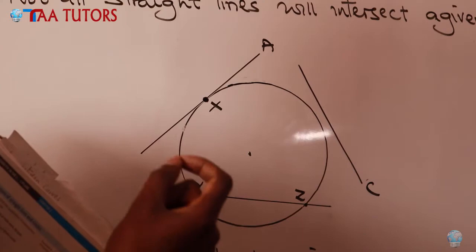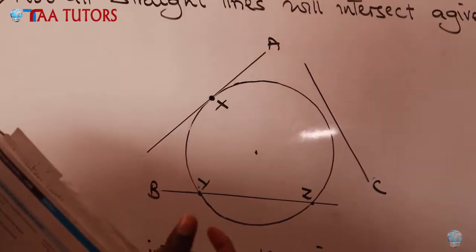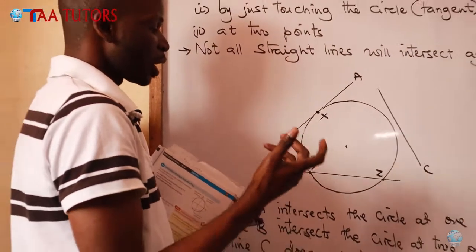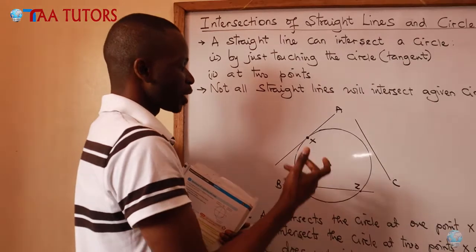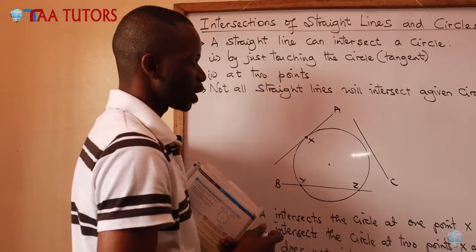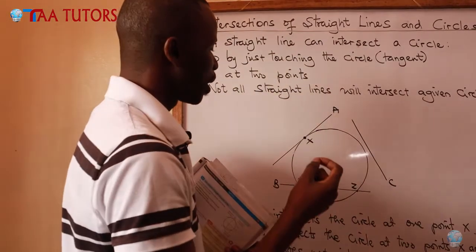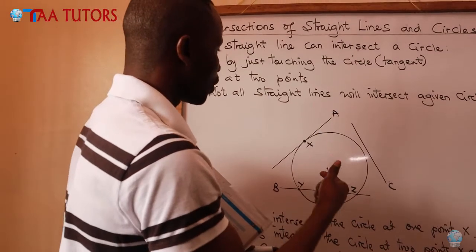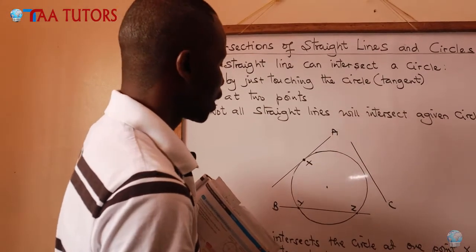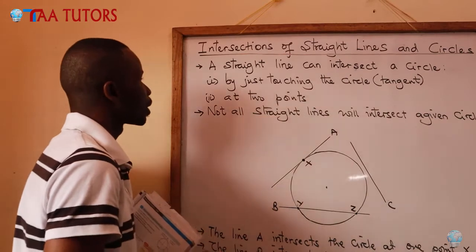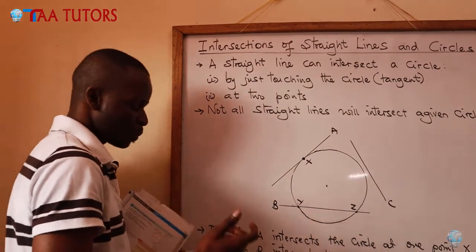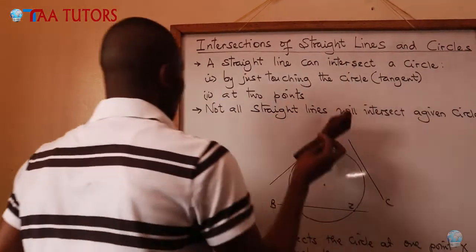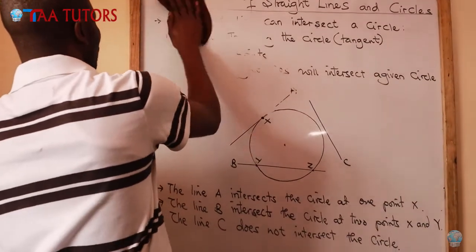Now, because we are dealing with coordinate geometry, we are going to look at the coordinates at which a line intersects a circle, and also be able to show whether a line intersects a circle or not. For that, I want us to move to an example and see from our example what we are going to get.